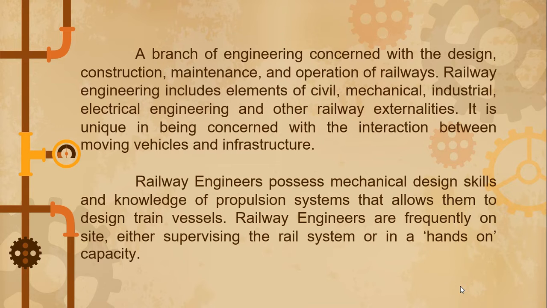So, railway engineering encompasses a wide range of engineering disciplines like civil engineering, mechanical engineering, industrial, and many more other engineering disciplines. So, what do railway engineers do? They possess mechanical design skills and knowledge of propulsion systems that allow them to design train vessels. Railway engineers are frequently on site, either supervising the rail system or in a hands-on capacity.